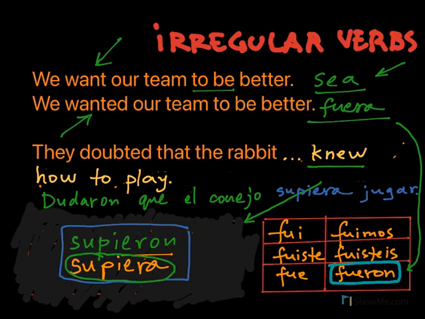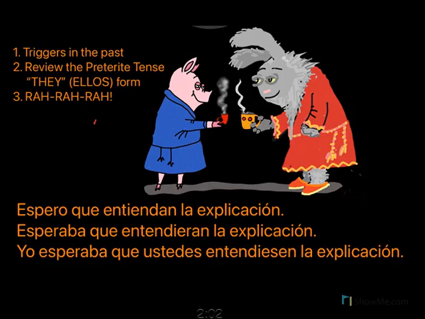All right? Okay. So finally, I hope that this lesson was useful. What did we learn? We learned that triggers in the past will require the subjunctive in the past. Triggers in the present will require the subjunctive in the present. Then we needed to review the preterite tense they form because you will need that form of the plural to create the past subjunctive. Finally, you learn that ra, ra, ra is the main way of adding endings to the root that you create from that.